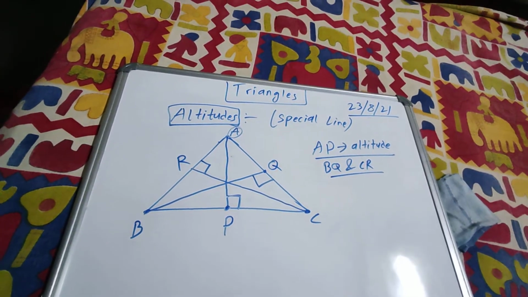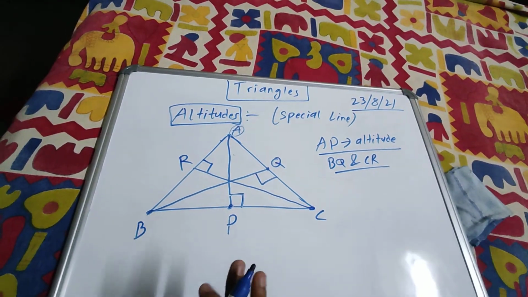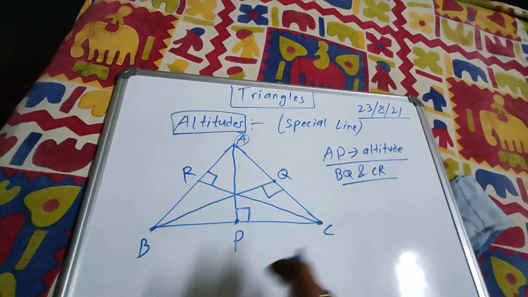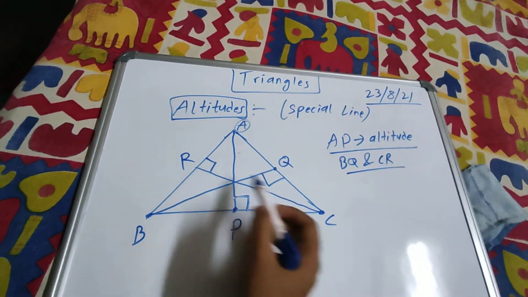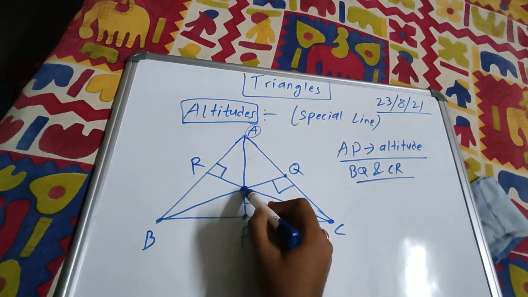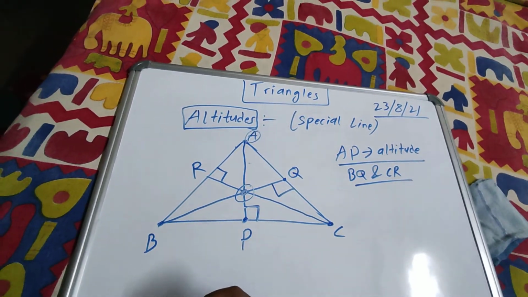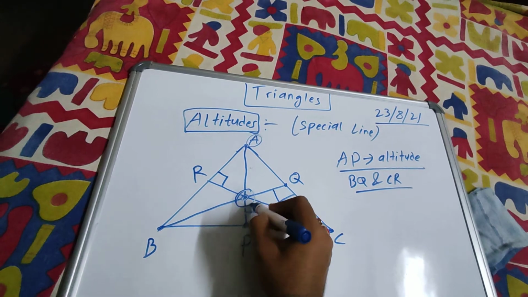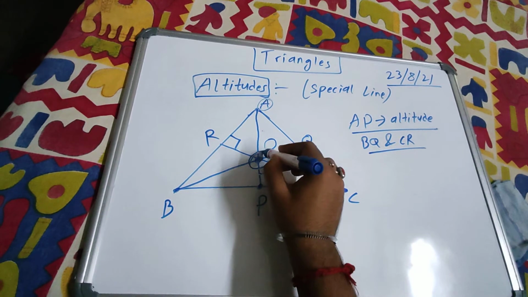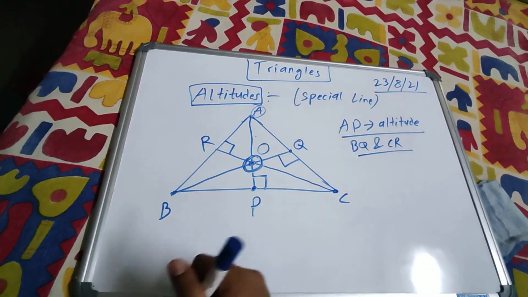Only three altitudes can be possible for any kind of triangle. For a single triangle only three altitudes are possible. Now the main portion to understand over here is that you can see these three altitudes meet at a single point inside the triangle. This point you can call O, and there is a particular name for this point which is very, very important. The name you have to remember throughout your life.